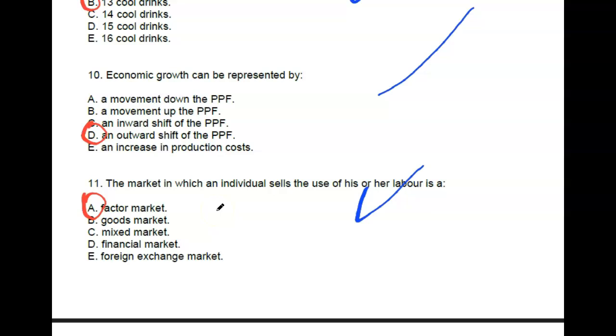Economic growth can be represented by. Okay. So let's say there's no economic growth, right? The PPF will look like this. If there is economic growth, the PPF will look like this. So what happened? D. There's an outward shift of the PPF. So get this, right? Anytime they mention economic growth, just draw an outward line like that. That's the new PPF. So this is correct.